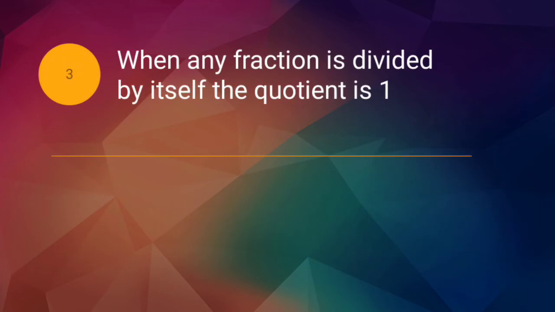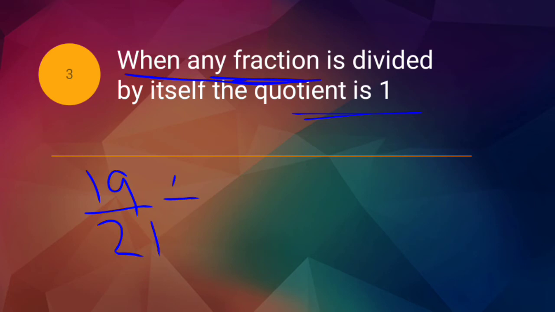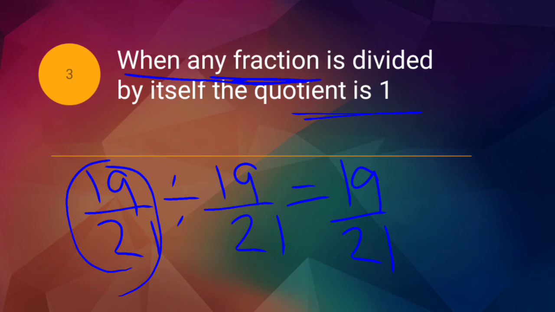The next property says that when any fraction is divided by itself, the quotient is 1. When you divide any fractional number by itself, you get the quotient 1. I'm taking an example like 19 upon 21, dividing by again 19 upon 21, the same number divided by itself. Then you write 19 upon 21 as it is, change the division sign to multiplication, and take the reciprocal of 19 upon 21, which becomes 21 upon 19. And when multiplying these, if you can cancel numbers, you cancel them, like 21 with 21, and 19 with 19.